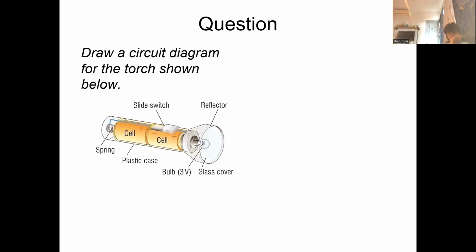You're supposed to draw the circuit diagram for a torch which is shown in the diagram. So can you draw a circuit quickly? Draw a circuit and show it to me. Should I draw it on the screen? In your notebook, draw it. Get a pen once.